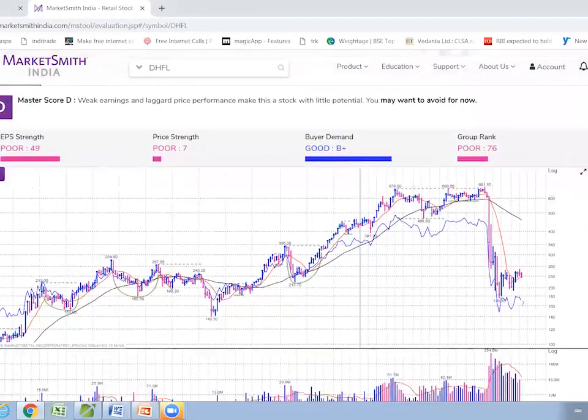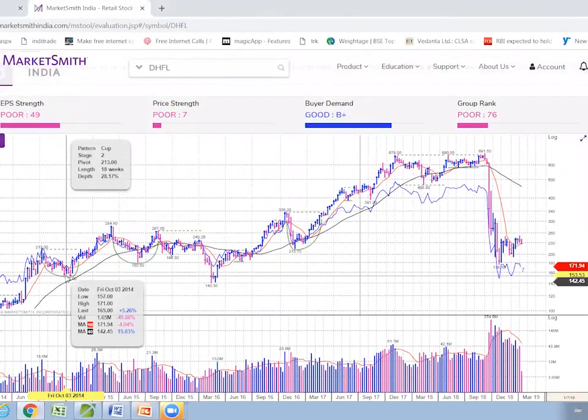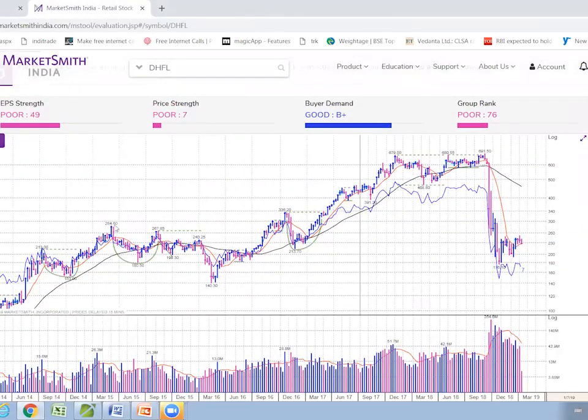So this is a chart of DHFL. If you see DHFL, it was a multi-bagger stock in 2017. I think this is a cup-based pattern. It broke out from 153 and went till 284. Again, it made a cup with a handle, though it failed over here.